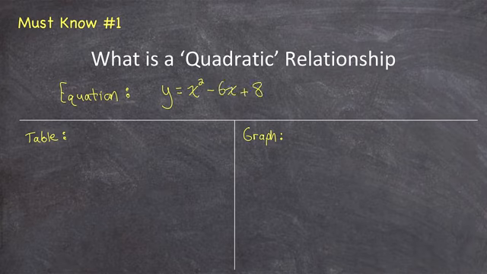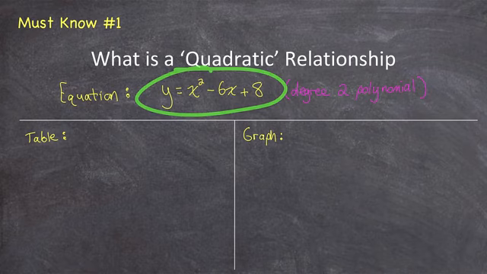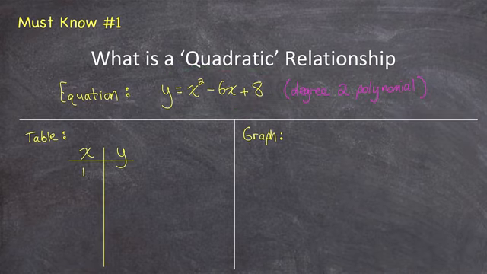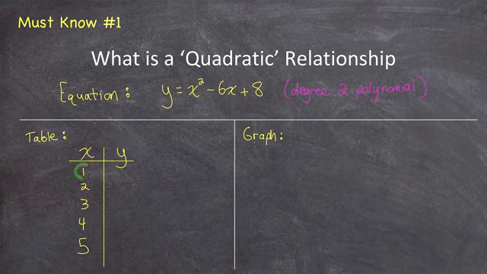This is a quadratic relationship because the highest exponent on the variable is 2. Quadratic relationships are also known as degree 2 polynomial equations. Now let me show you a table of values for this quadratic relationship, and we'll analyze the properties of that table. I'll choose some x values, and now I'll calculate y by taking each of these x values, subbing them in for x into the equation, and getting the value for y.